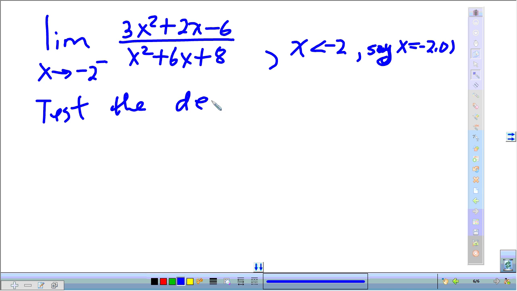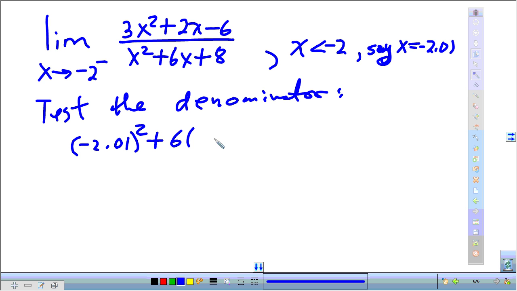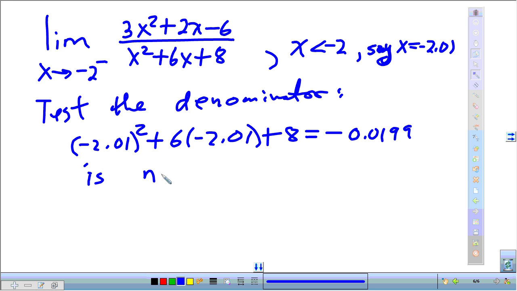And so we'll look at the denominator again and test this value. So x squared with a minus 2.01, 6x replaced by minus 2.01 plus 8. And now the computation gives me 0.0199. And so negative.